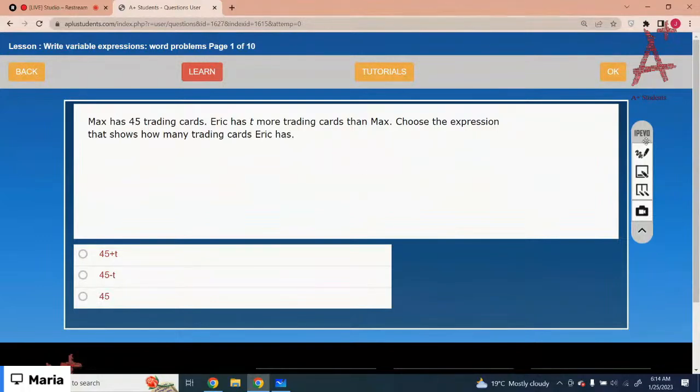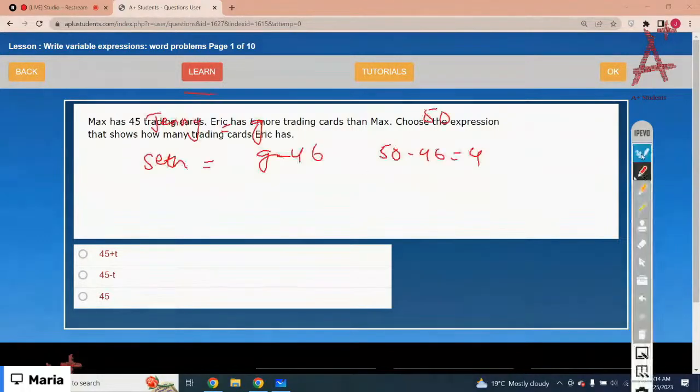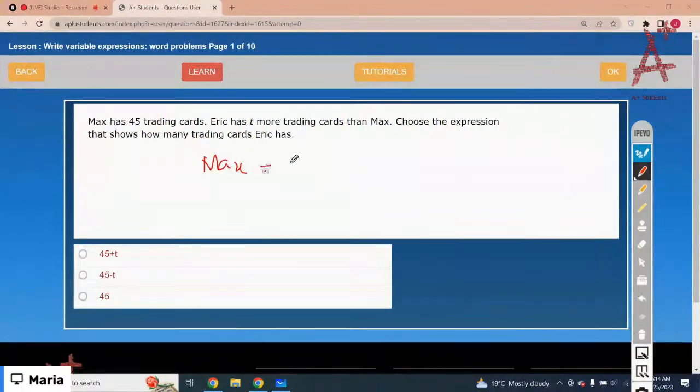Okay, so Max has 45. Got it? Eric has T more than Max. That means you have to add T to 45. Got it? That means Eric has 45 plus T.